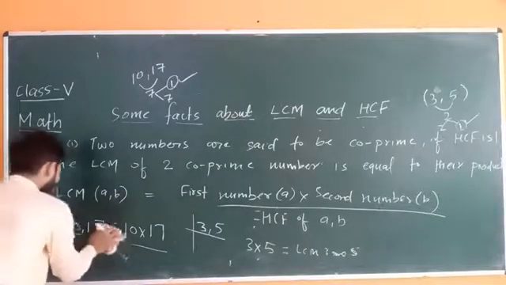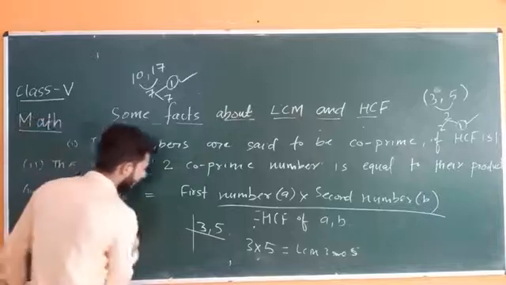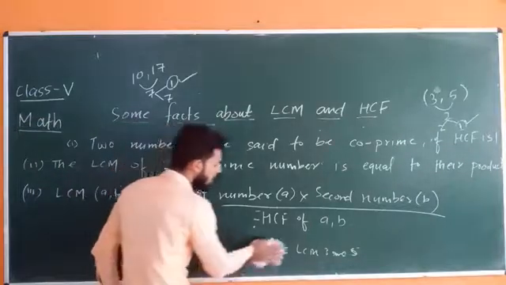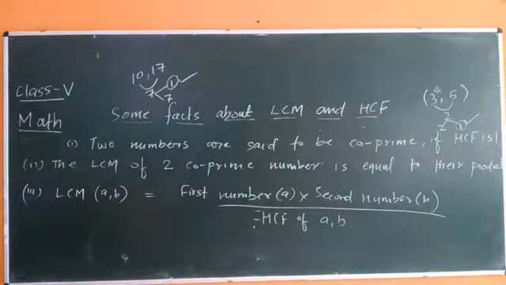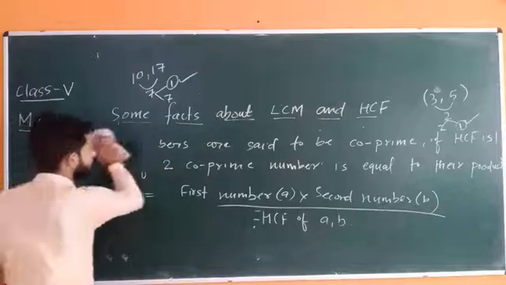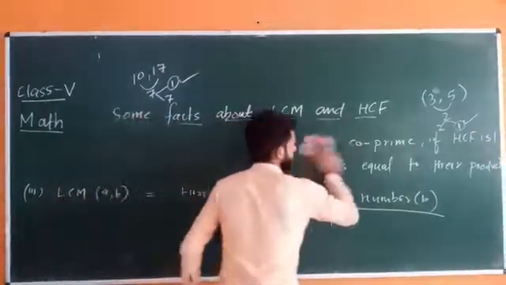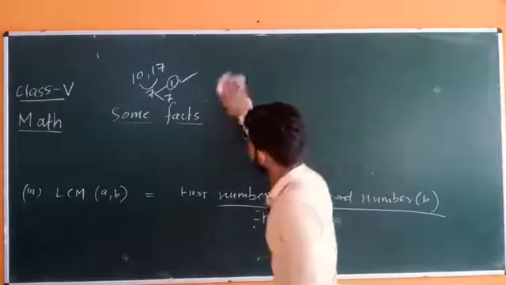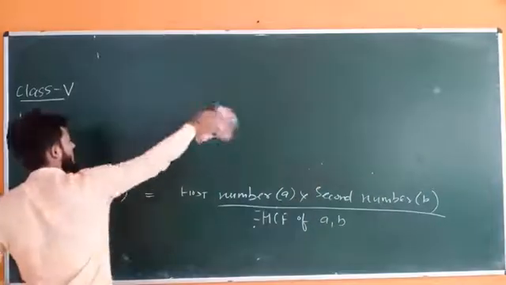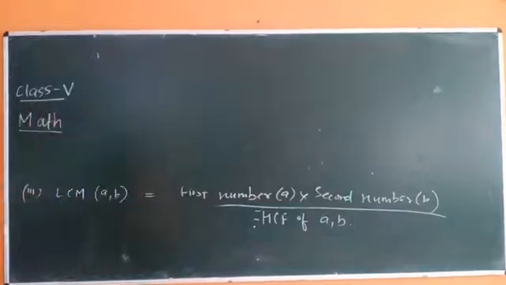So if someone asks you what will be the LCM of co-prime numbers, you can easily say that the product of both the numbers will be the LCM of those numbers. Now move further, this is a very important property, that is the relationship between HCF and LCM. It is very important. We will understand this with the help of an example.